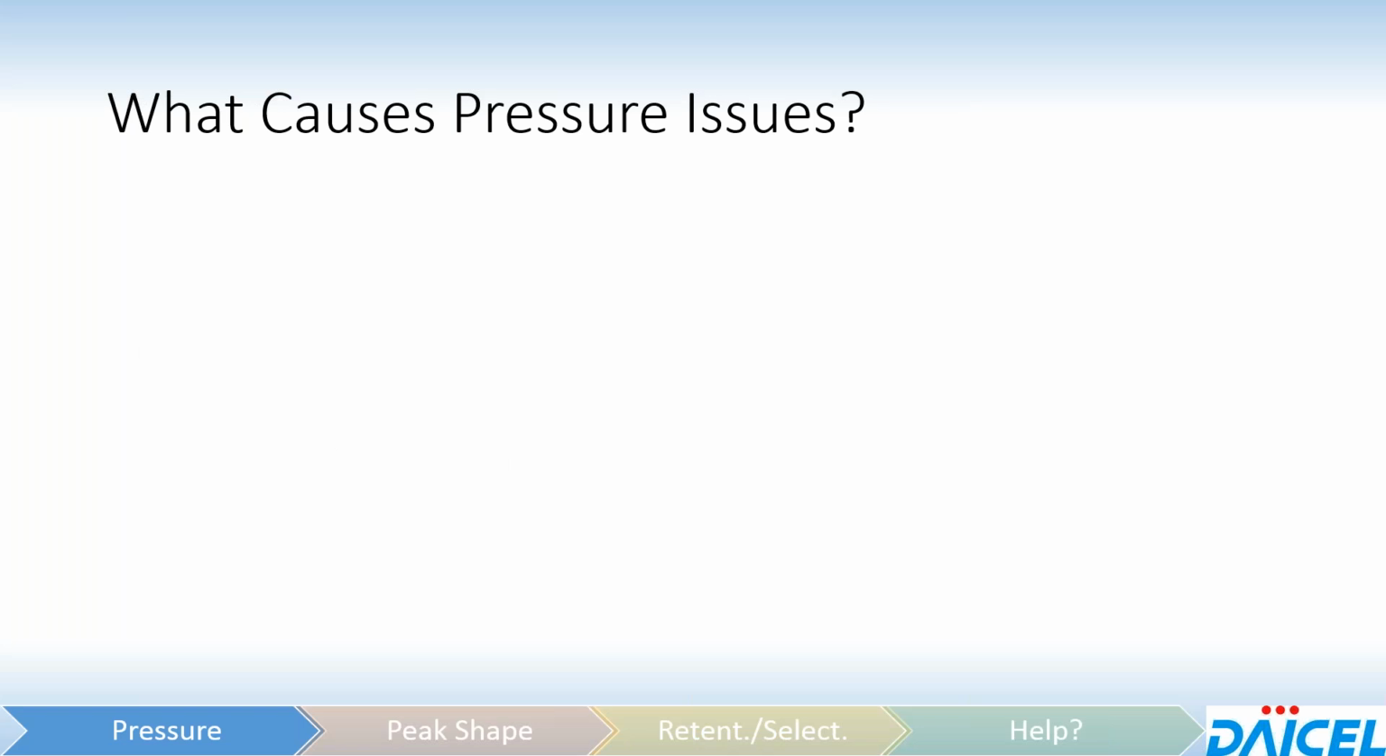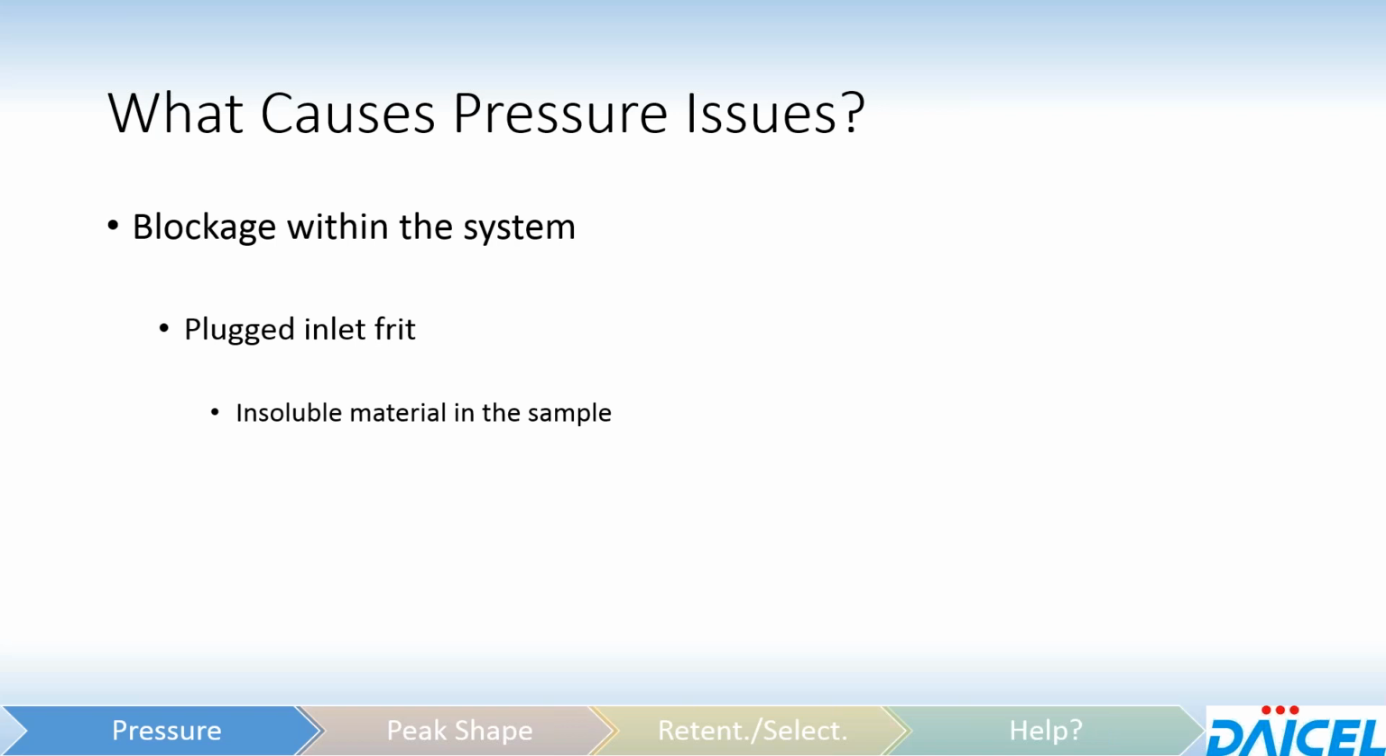So what causes pressure issues? Primarily, it's going to be some kind of blockage within the system. Blockages sometimes can occur elsewhere, but most times it's because there is a plugged inlet frit. The inlet frits get plugged for a number of different reasons. There's some kind of particulate matter building up that's causing the pressure to spike. It can be some kind of insoluble material in the sample. It could be particulate coming from the wearing of your pump, the pump seals, or the rotors.